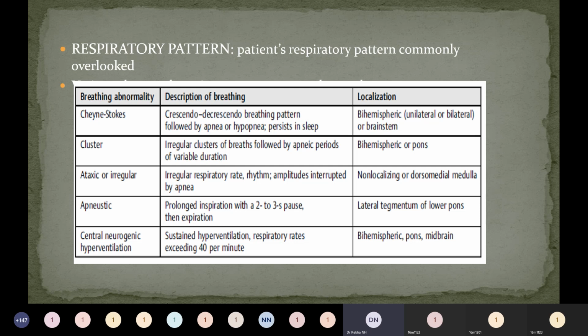Apneustic breathing is a prolonged inspiration. There is an inspiration with a pause of more than 2 to 3 seconds. Then the patient will have an expiration. So the patient will take a deep inspiration and have a pause, followed by expiration. So usually apneustic breathing is in the pons. Cluster breathing we get in upper pons. Apneustic breathing we get in lower pons.